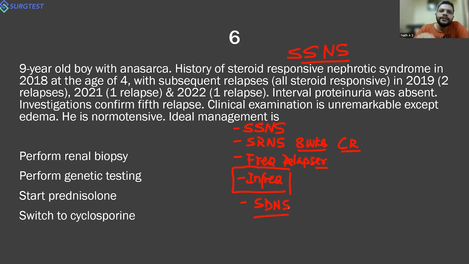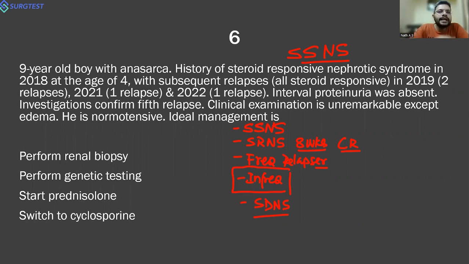Steroid dependent means you are giving them steroid, they are responding beautifully, and then when you stop steroid, within 2 weeks, if they again relapse, then it is steroid dependent. Even one episode is considered steroid dependent. Even once, if they relapse within 2 weeks of stopping steroid, or in some regimens, when you're tapering the steroid, when you're reducing the dose of steroid and they relapse, that's also called steroid dependent nephrotic syndrome.